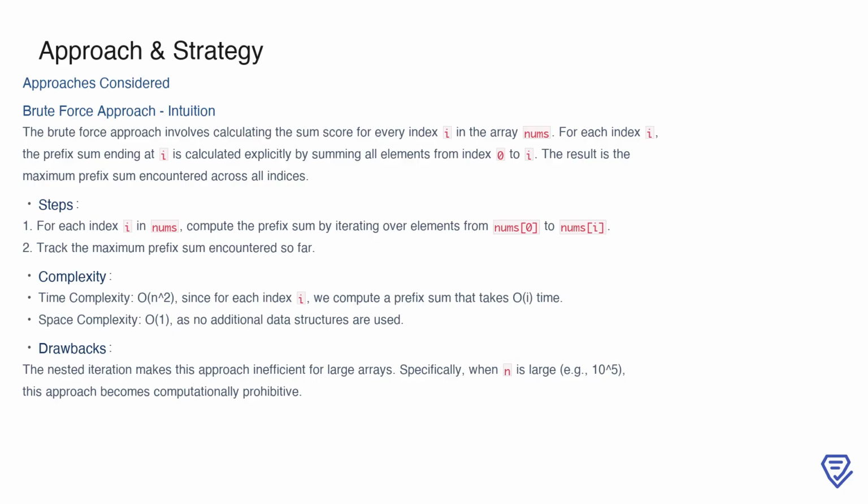While this method is simple to understand and implement, it involves nested iterations. Specifically, for each index, we loop through all preceding elements to compute the prefix sum, leading to a time complexity of n squared. This quadratic runtime becomes inefficient for large arrays, such as those with 100,000 elements, making this approach impractical for larger inputs. Additionally, it has a space complexity of 1, as it does not require any extra memory, but the inefficiency in computation outweighs this advantage.